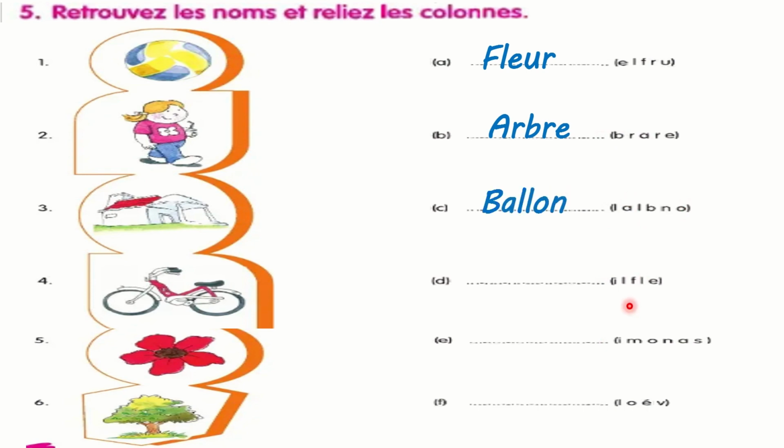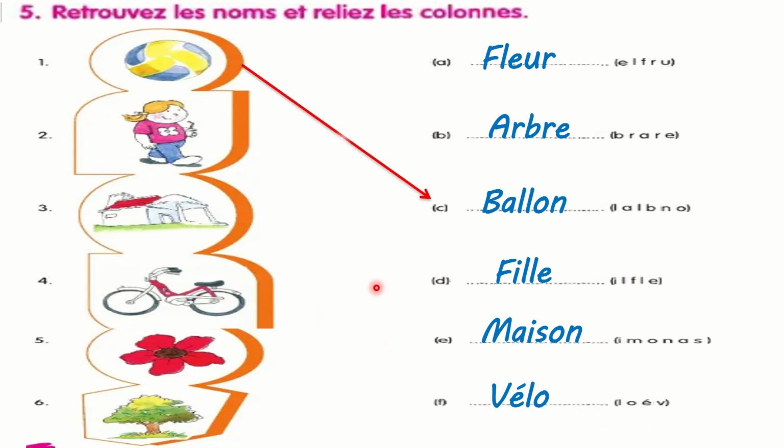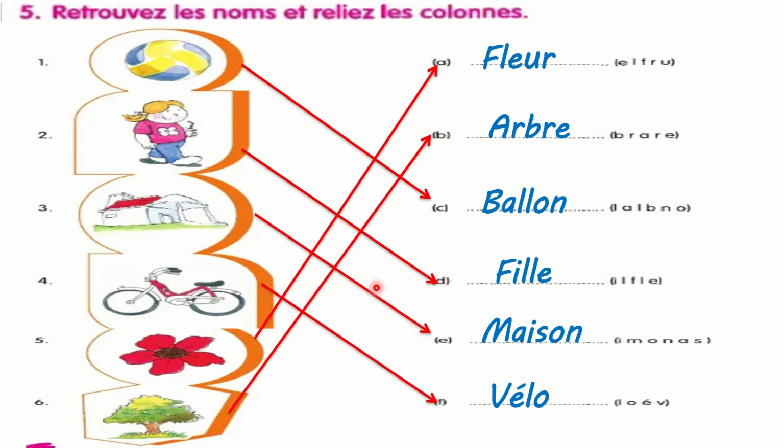And then we have ILFLE, which is fille. Fille means girl. Then we have IMONAS, which is maison, that means house. LOEV, that means vélo. Vélo means a cycle. So let's match them. Ballon, fille, maison, vélo, fleur, arbre.